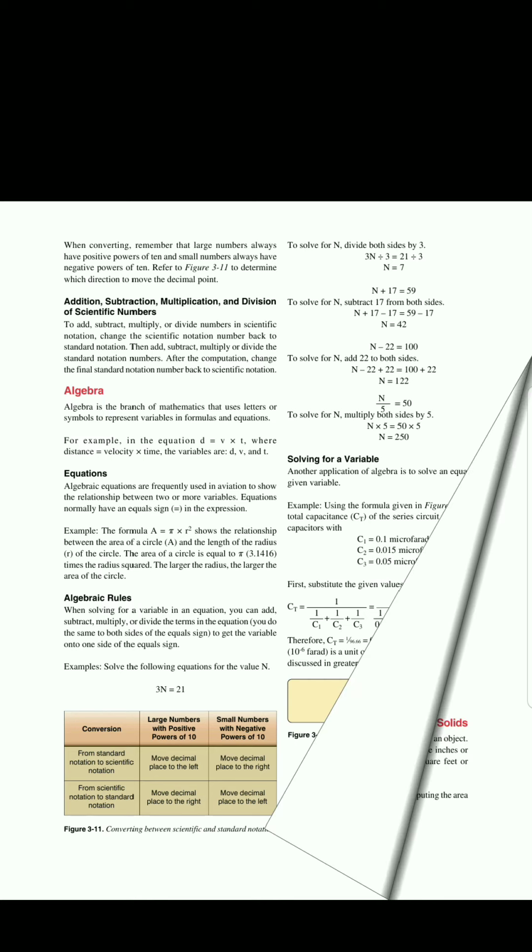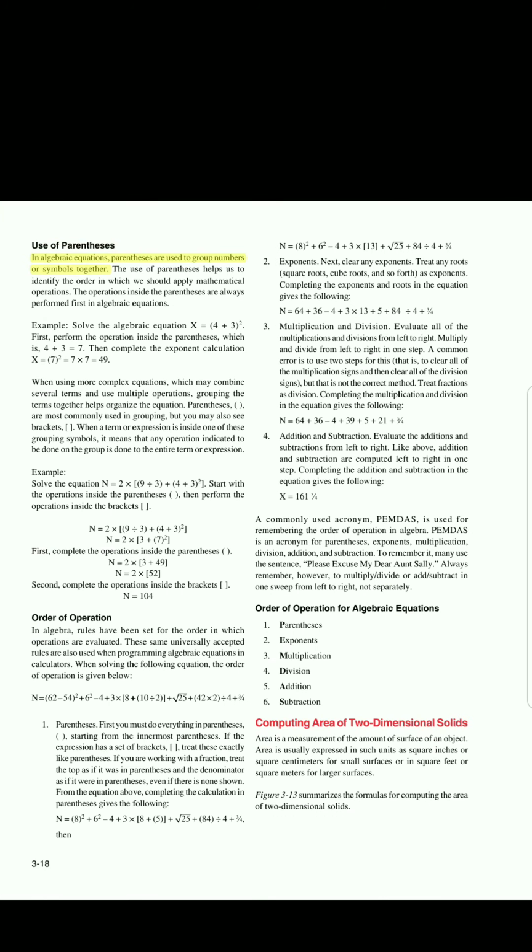3-17. Use of parentheses. In algebraic equations, parentheses are used to group numbers or symbols together. The use of parentheses helps us to identify the order in which we should apply mathematical operations. The operations inside the parentheses are always performed first in algebraic equations. Example.